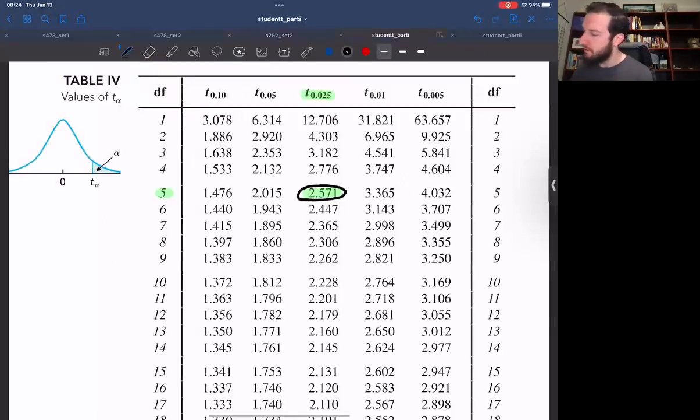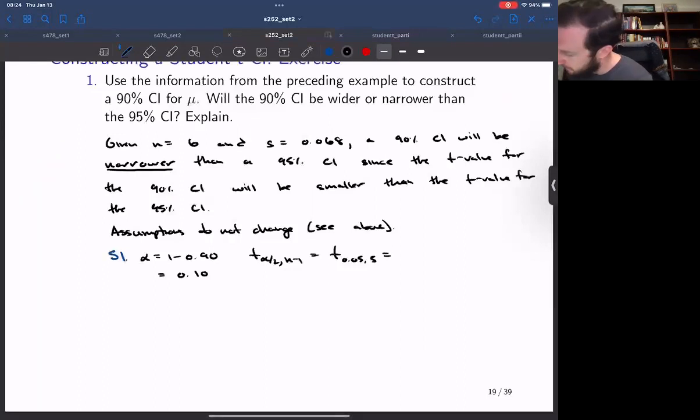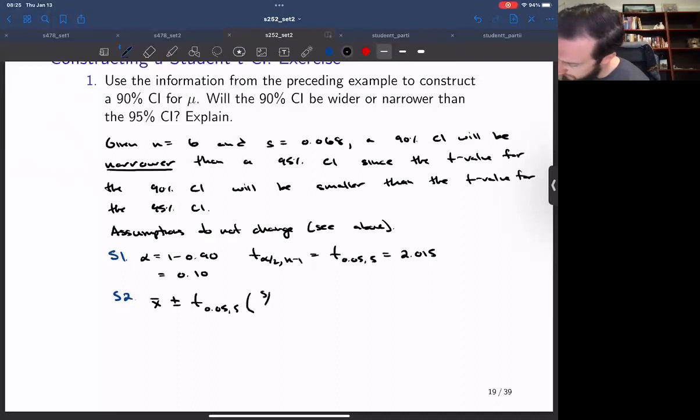Right. So if we go to our student t table, we now have t 0.05, 5, that's 2.015. All right, so this is 2.015. And then on step two, we're going to have x bar plus or minus t 0.05, 5 multiplied by s over the square root of n. This is going to be 2.03 plus or minus 2.015 multiplied by 0.068 over the square root of 6.